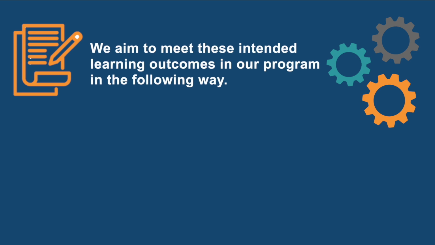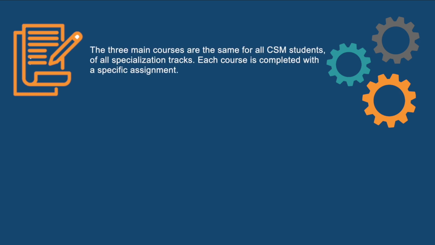We aim to meet these intended learning outcomes in our program in the following way. The 3 main courses are the same for all CSM students of all specialization tracks. Each course is completed with a specific assignment.